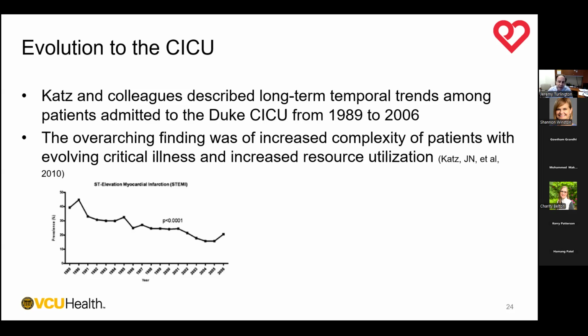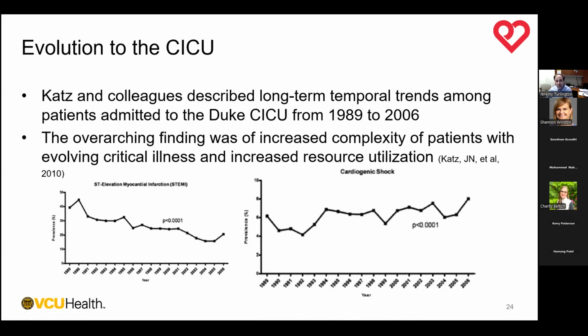He was at Duke and he looked at the Duke CICU from 1989 to 2006. And really the overarching finding was that the complexity of patients was increasing in the CICU and there was actually increased resource utilization. I'm going to show you a bunch of diagrams here, graphs, and we'll look at how the CICU admissions have changed. And the first most striking is that, look at our STEMIs. In 1990, roughly 50% of the patients coming in were for quote unquote ST elevation MI, then it dropped down to about 20% in 2006.